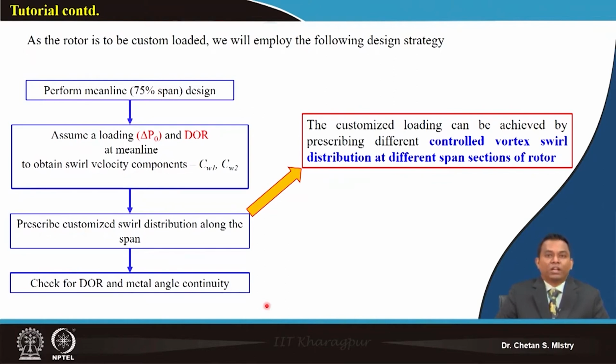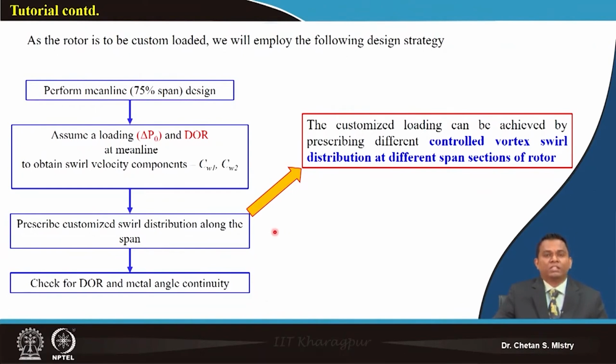Now in order to do that configuration, we need to have the value of delta P0 at the mid station. At the same time, we need to have certain known parameters, such as degree of reaction. Now here in this case, my degree of reaction is not given. So what we will be doing, we will be assuming our degree of reaction at 75% span. Based on our fundamental understanding, we can calculate what will be our entry whirl component and exit whirl component, and that's where we will be applying our control vortex law. So let's see how exactly we will be checking.